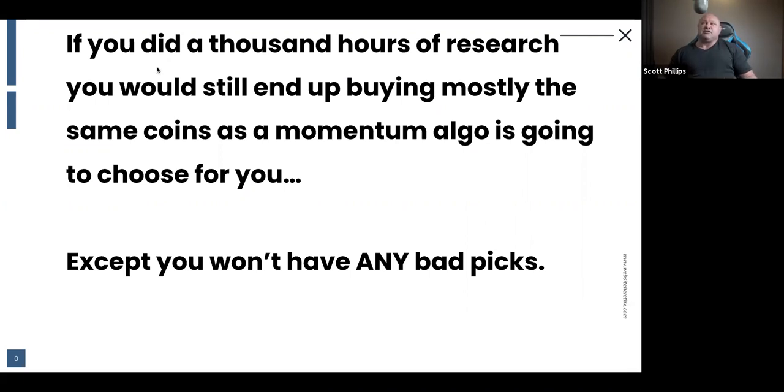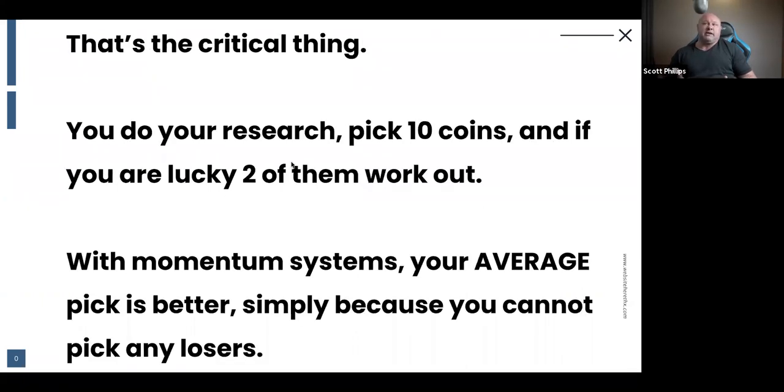So if you did 1,000 hours of research, you'd still end up buying mostly the same coins as a momentum algo is going to choose for you. Except for one thing, that you won't have any bad picks. It's almost impossible for a momentum algo to make a dud pick, because dud picks keep going down. So that's the critical thing. You do your research, you pick 10 coins, and if you're lucky, two of them work out, and you brag about them on Facebook. With momentum systems, maybe you get those two amazing moonshots, maybe you don't, but your average pick is going to be better, just by not taking any losers at all. You can't take a loser.